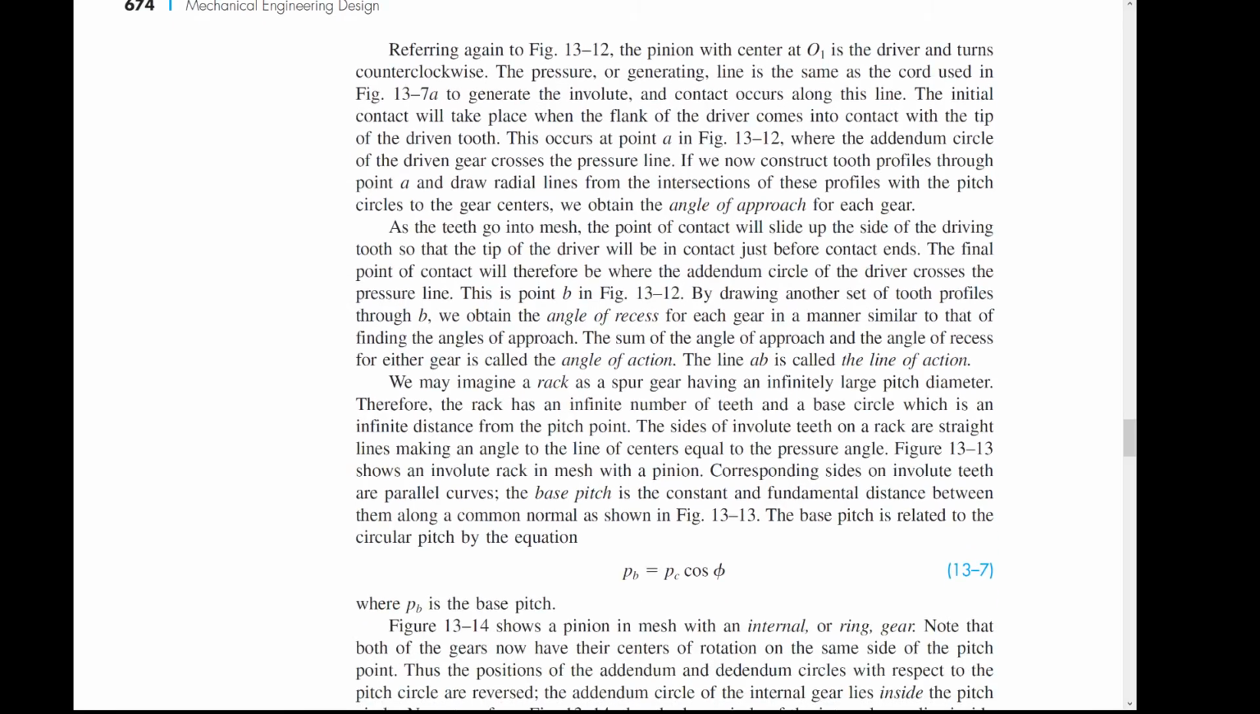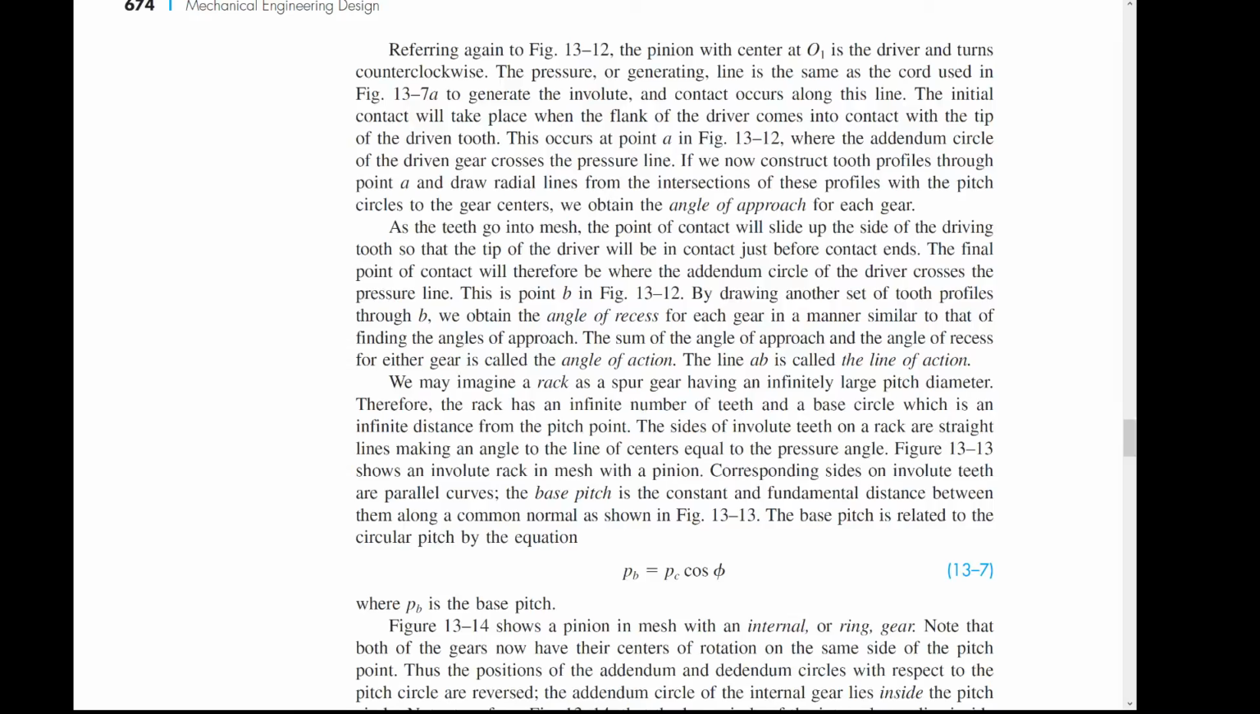As the teeth go into mesh, the point of contact will slide up the side of the driving tooth so that the tip of the driver will be in contact just before contact ends. The final point of contact will therefore be where the addendum circle of the driver crosses the pressure line. This is point B, figure 13.12. By drawing another set of tooth profiles through B, we obtain the angle of recess for each gear in a manner similar to that of finding the angles of approach.